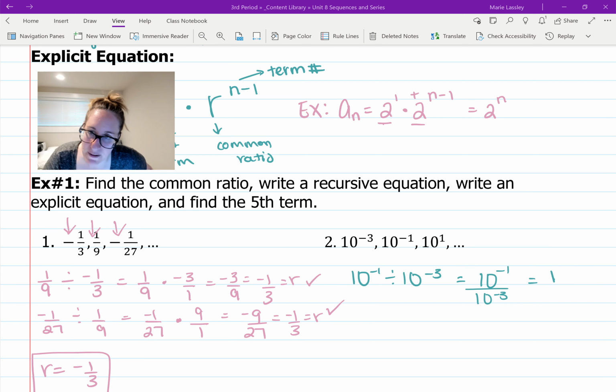Yeah, 10 to the second. All right, so this would be our common ratio, right? So we just subtract. When you're dividing with the same base, you subtract their exponents. All right, so we'll do it again.